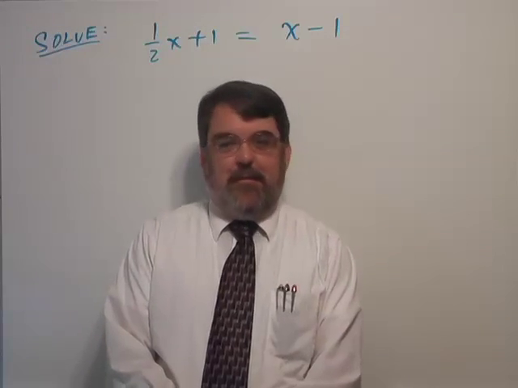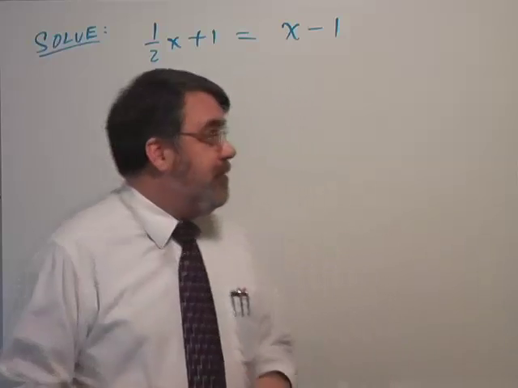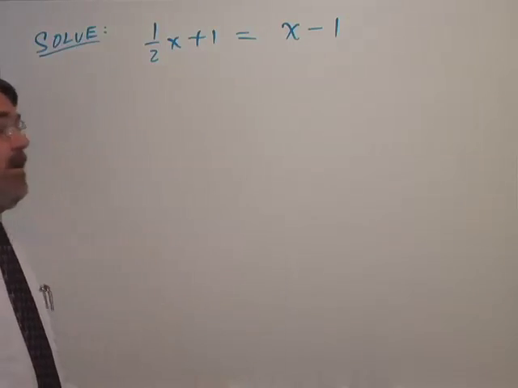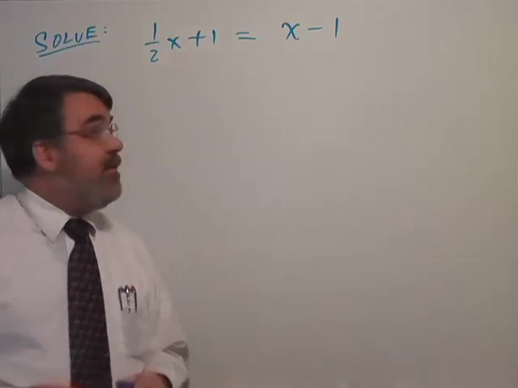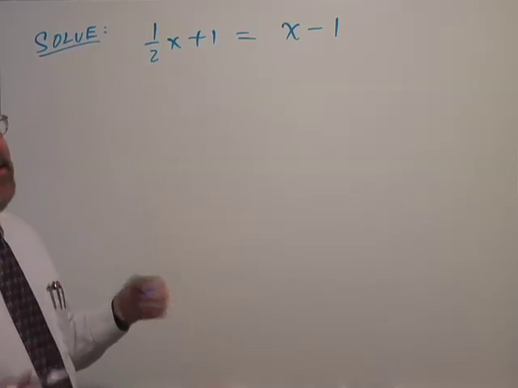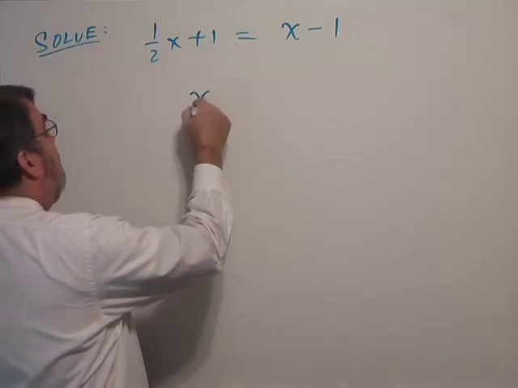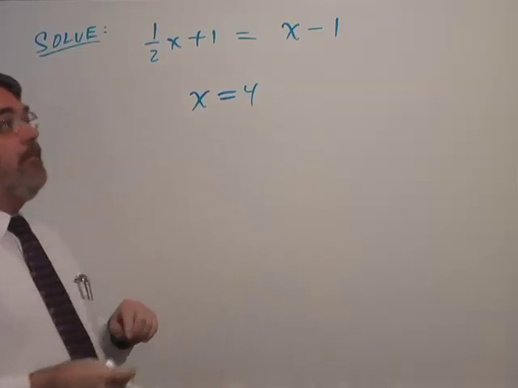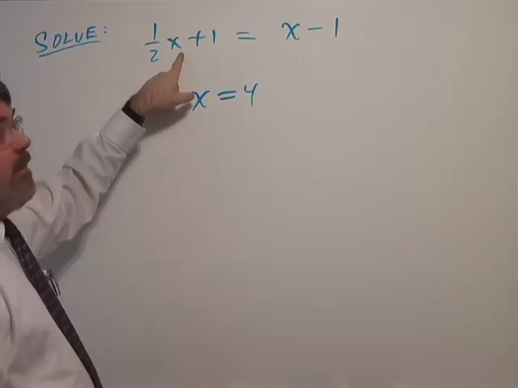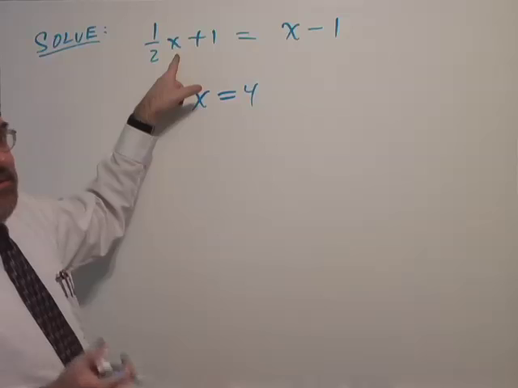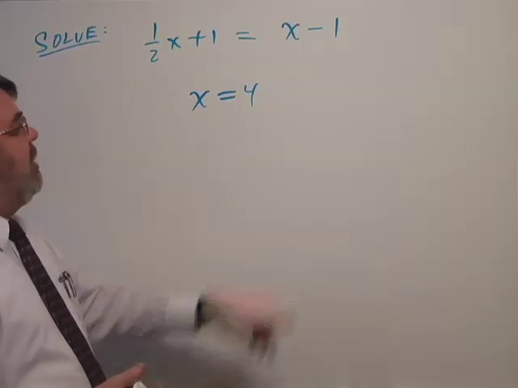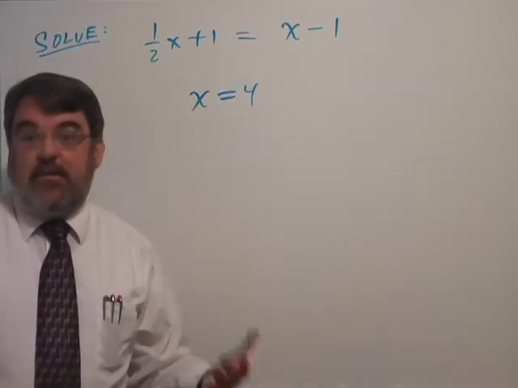I'm pretty confident you could solve this problem very well. 1/2 x plus 1 equals x minus 1. And as a matter of fact, the answer is going to be x equals 4. You can see that if we put 4 in here, I've got 1/2 times 4 is 2. 2 plus 1 is 3. And over here, 4 minus 1 is also 3.